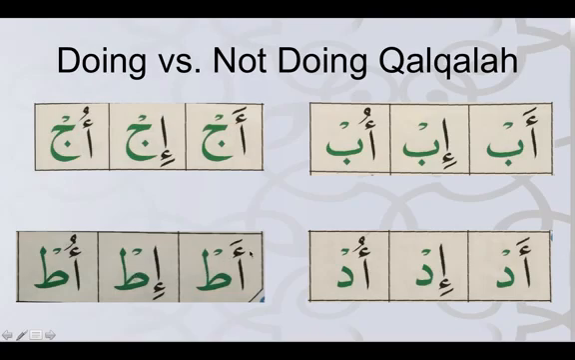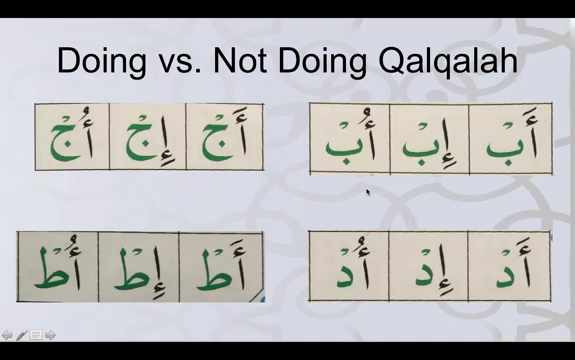Finally, we have the ta. Hamza fatha ta sukoon, at. Hamza kasra ta sukoon, it. At, it. Hamza dhamma ta sukoon, ut. At, it, ut. But if I were to not do the Qalqalah, this is what it would sound like. At, it, ut. How difficult it is for you to hear the sound. It just stops. It causes an annoyance. That's why the Qalqalah is there. Qalqalah is the echo on these.